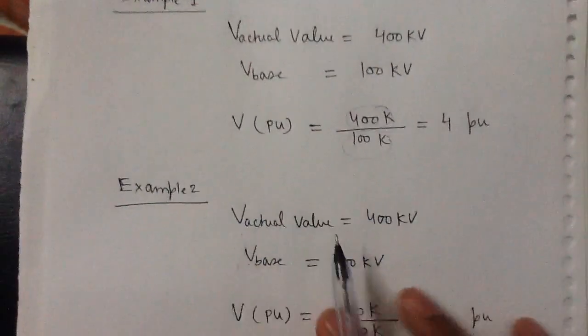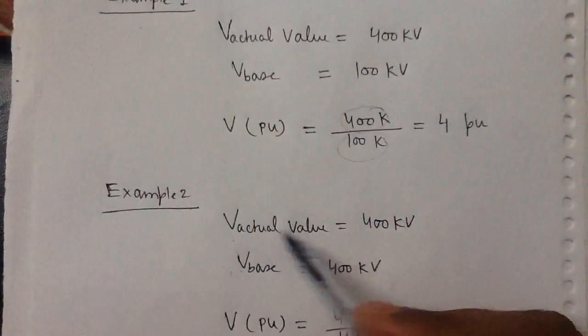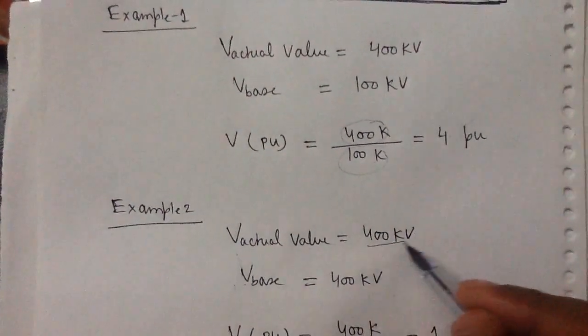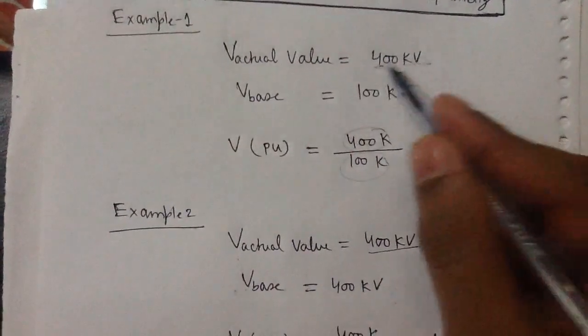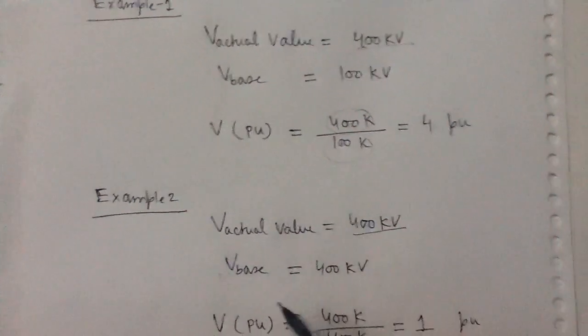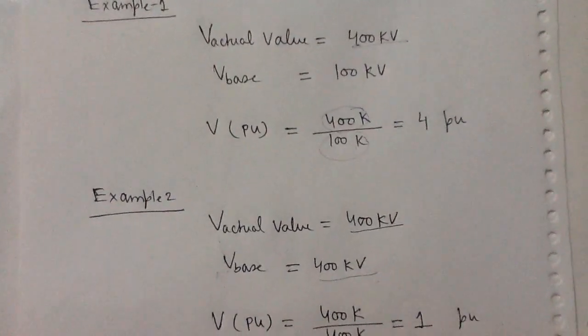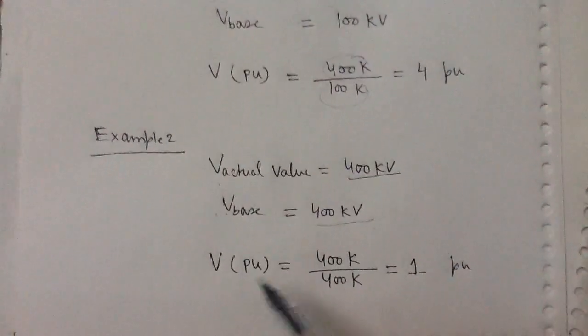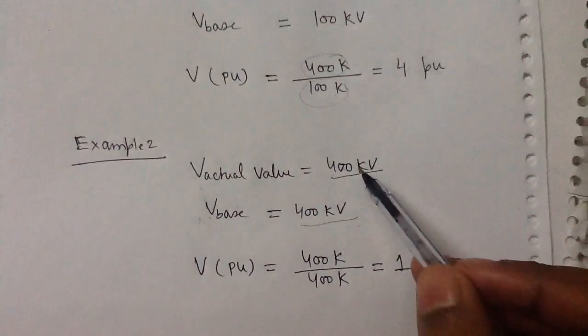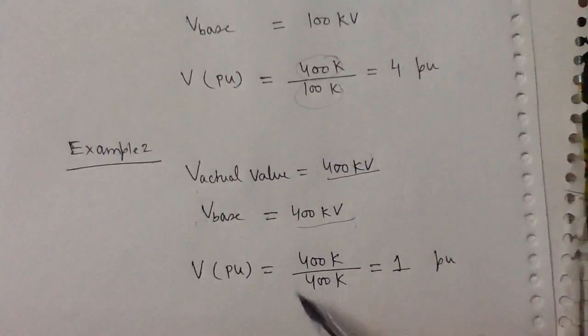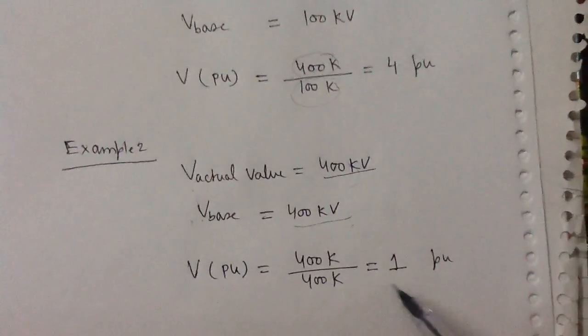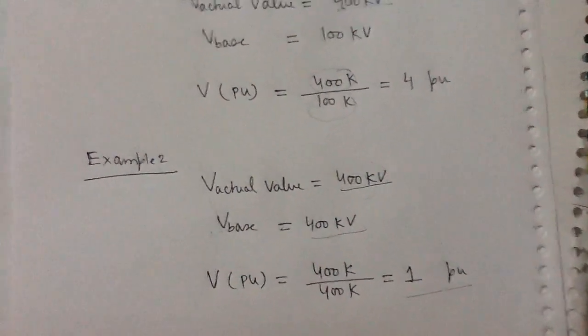So actual value divided by the base value will be 4 per unit here. Now see the second example. Here the actual value of the voltage is 400 kilovolt, the same as in example 1, but the base value is different here. In example 2, the base value is 400 kilovolt. So the per unit value of the voltage will be the actual value divided by the base value, so it is 1 per unit.